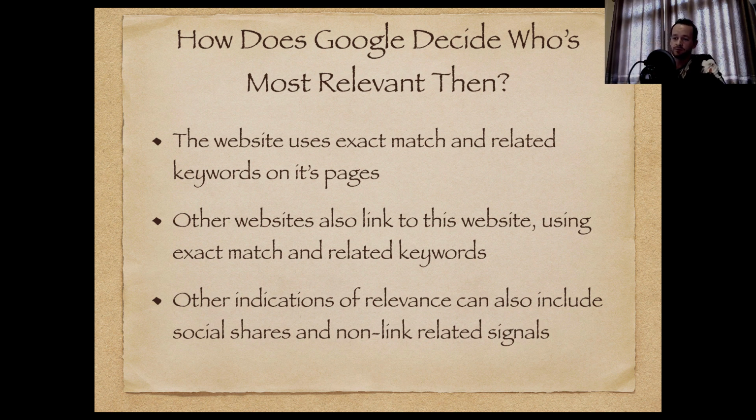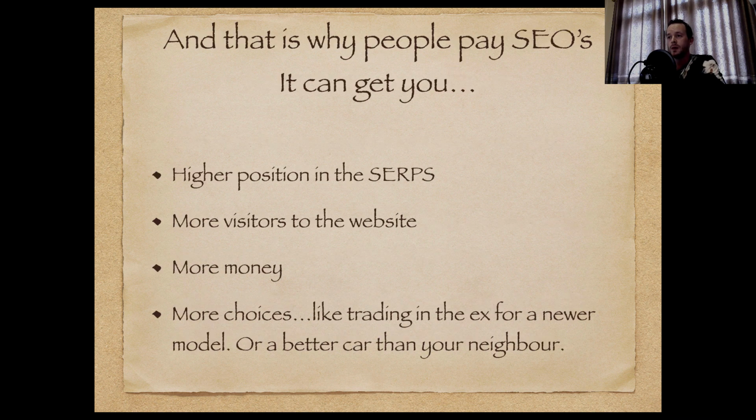And the third one, other indicators of relevance to Google aren't just links, it could be things like social shares and, as I've said in this slide, non-related signals. Okay, there's all different things. I won't get into that. This is just a basic overview of SEO.